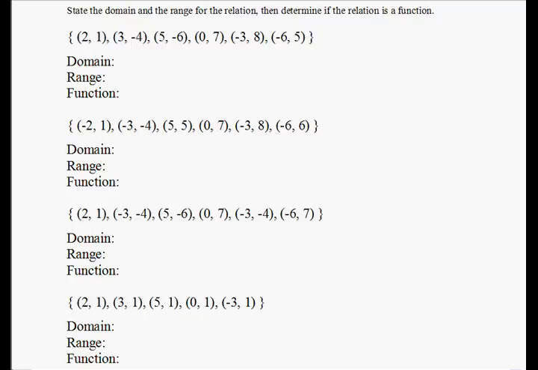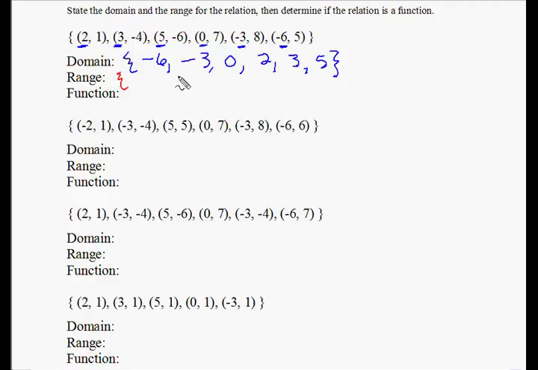State the domain and range for the relation, and then determine if the relation is a function. Domain, again, are the x values. For this first set, we would have, going from lowest to highest, -6, -3, 0, 2, 3, and 5. What we have listed are all of the x values for domain.